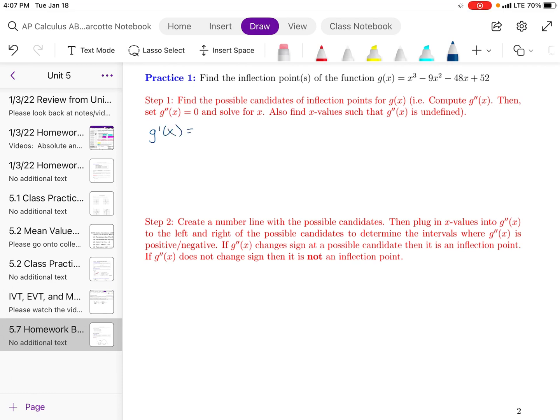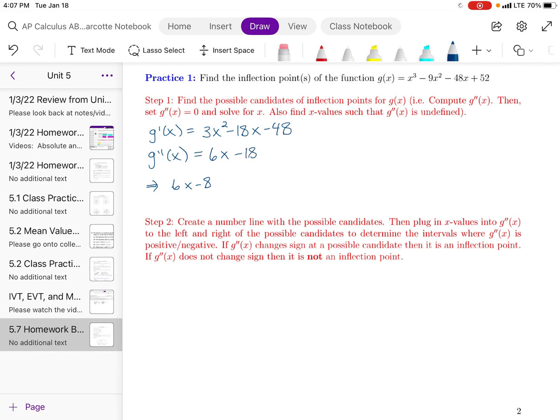So let's just first compute the first derivative. So I get 3x squared minus 18x minus 48. And then computing the second derivative now, I'm just taking the derivative of the first derivative, so I get 6x minus 18. And so now I'm going to set this equal to 0, and then solve for x.